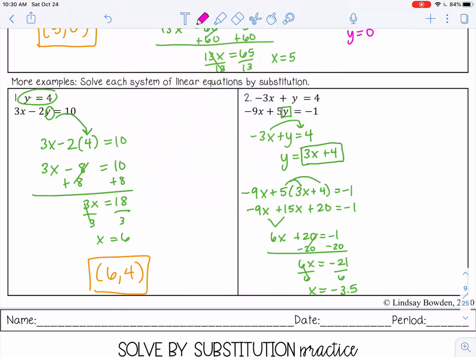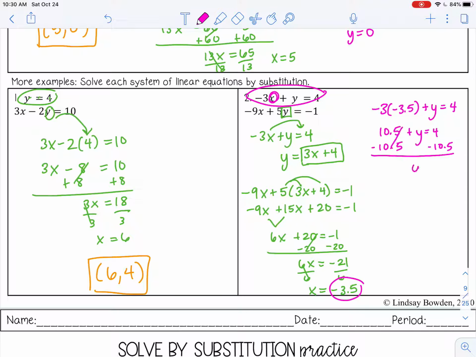Okay, then I can take that and substitute back into my first equation for x. So I'm using this equation and I changed my x to negative 3.5. Okay, so negative 3 times negative 3.5, that's positive 10.5. And then subtract. 4 minus 10.5, that's negative 6.5. So my final answer, make sure you write your x coordinate first, is (negative 3.5, negative 6.5).